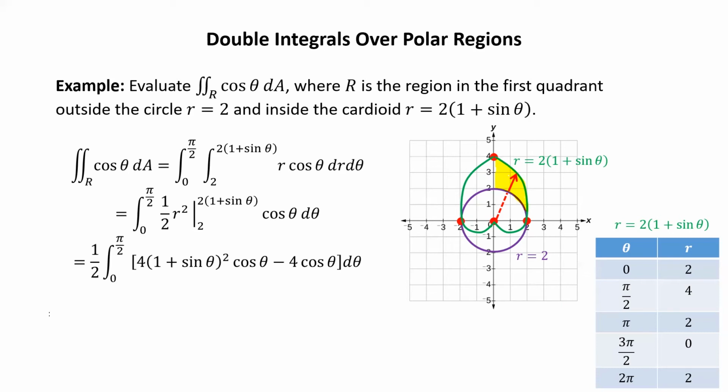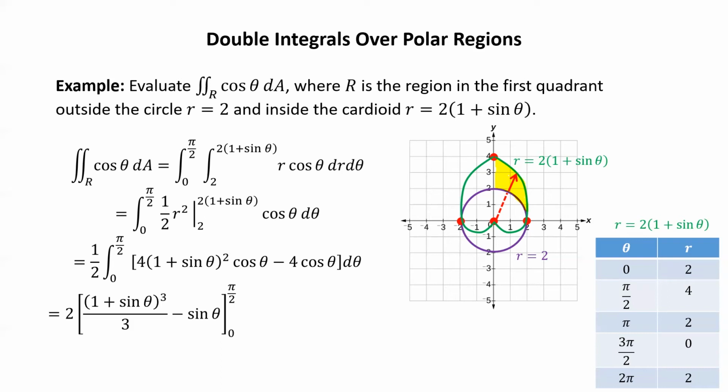So I'm pulling the 1/2 outside of the integral because it's a constant, and plugging in the upper limit, we get 2 squared, which is 4, times (1 plus sine theta) squared, times cosine theta. And then plugging in the lower limit, we just get 4 times cosine theta. And as always, we subtract those two.